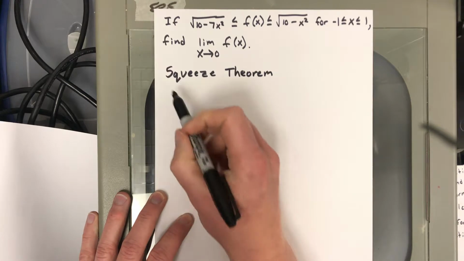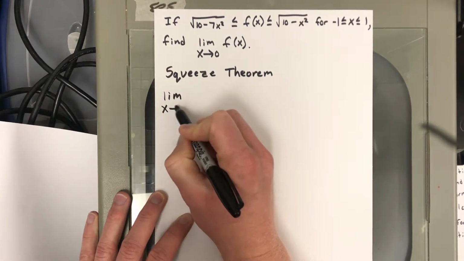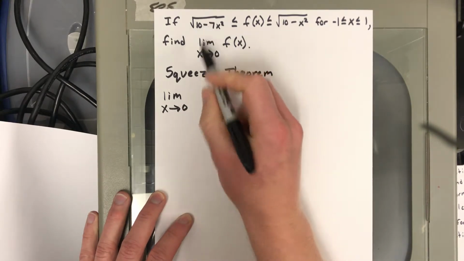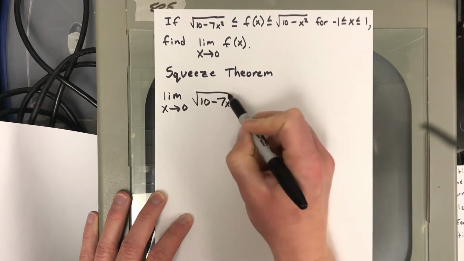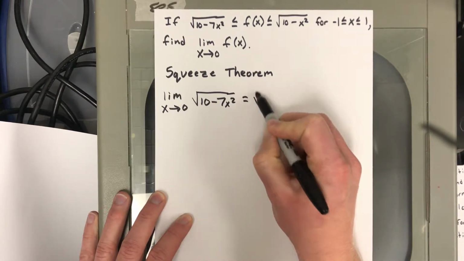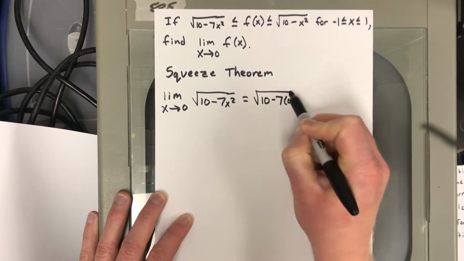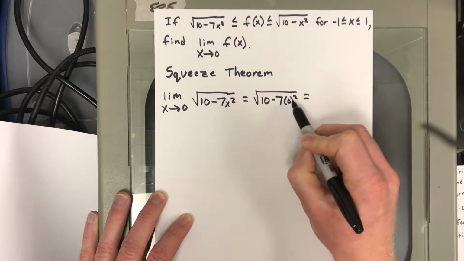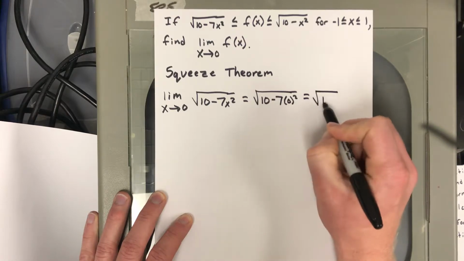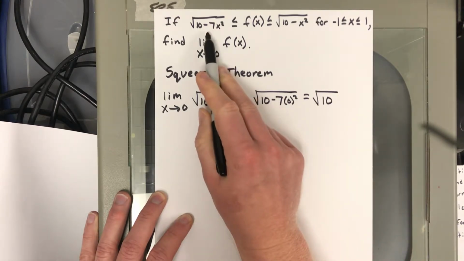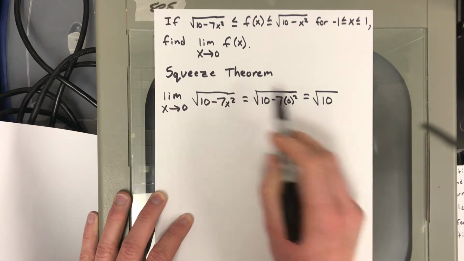And what I'm going to do is find the limit as x approaches 0 for the first part, which is the square root of 10 minus 7x squared. That's going to give square root of 10 minus 7 times 0 squared, which will be 0 times negative 7, so that ends up just being square root of 10. So this first part has a limit, as x approaches 0, of square root of 10.